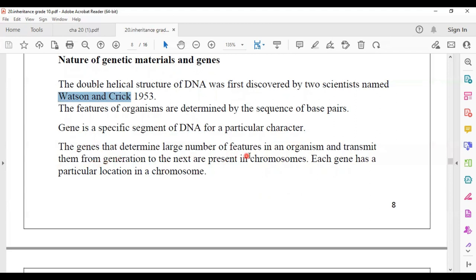Genes determine a large number of features in an organism and transmit them from one generation to the next generation. They are present in chromosomes. Each gene has a particular location in a chromosome. I'll show what a chromosome looks like.